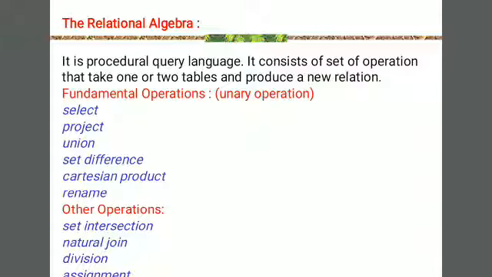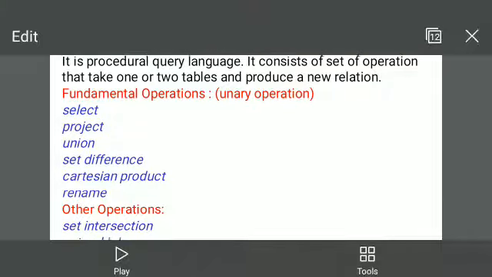Relational algebra is nothing but a procedural query language, and it consists of a set of operations that take one or two tables and produce a new relation. Whenever there is only one table, it is a unary operation, and if it has two tables or more than two tables, then it is a binary or ternary operation. Fundamental operations are select, project, union, set difference, Cartesian product and rename. Today we will see the project operation.